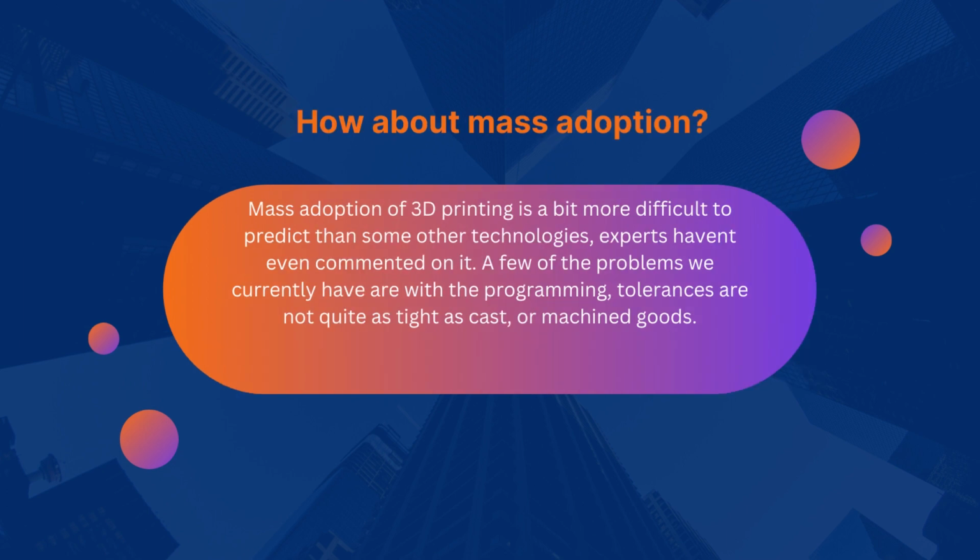As far as mass adoption is concerned, it's pretty difficult to predict. Some of the problems that we're having at the moment aren't just the programming or the hurdles of teaching people the programming process, but the creation of items is not meeting the tolerances that we are still getting from cast goods or machine goods, meaning that, such as that prop there, things that need to be made to a precise measurement, we're just not quite there. We're talking down to millimeters or nanometers, even.